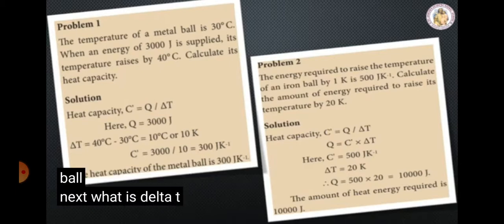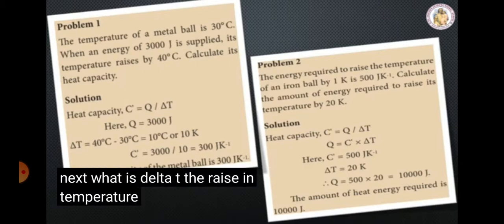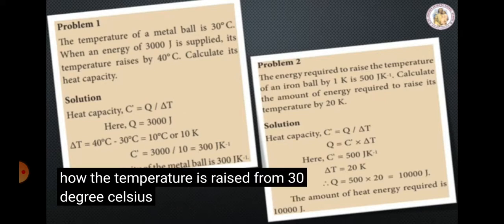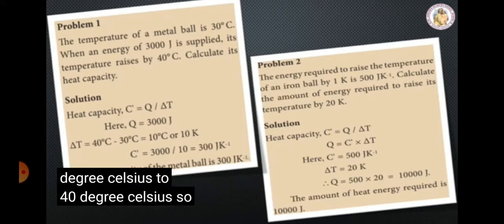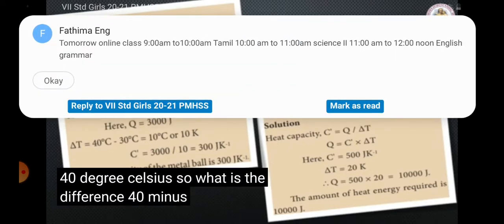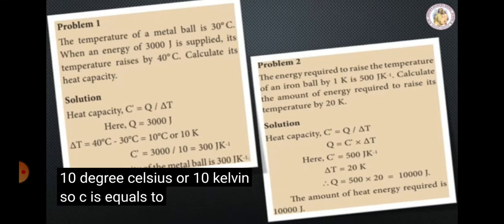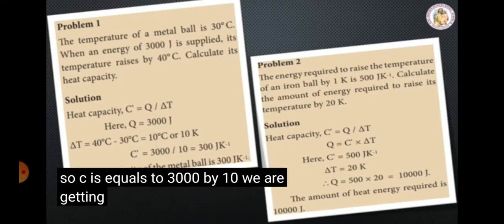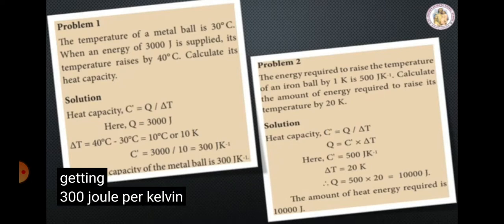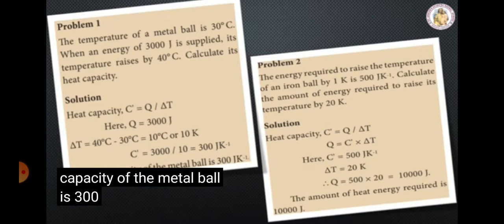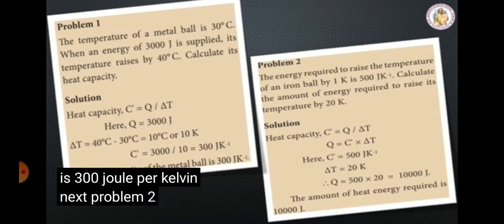Next, what is delta T? The rise in temperature. How is the temperature raised? From 30 degrees Celsius to 40 degrees Celsius. So what is the difference? 40 minus 30, we are getting 10 degrees Celsius or 10 Kelvin. So C is equal to 3000 by 10, we are getting 300 joule per Kelvin. So the heat capacity of the metal ball is 300 joule per Kelvin.